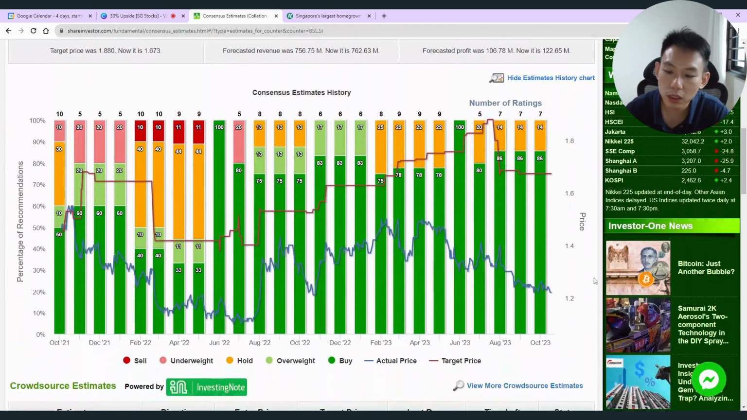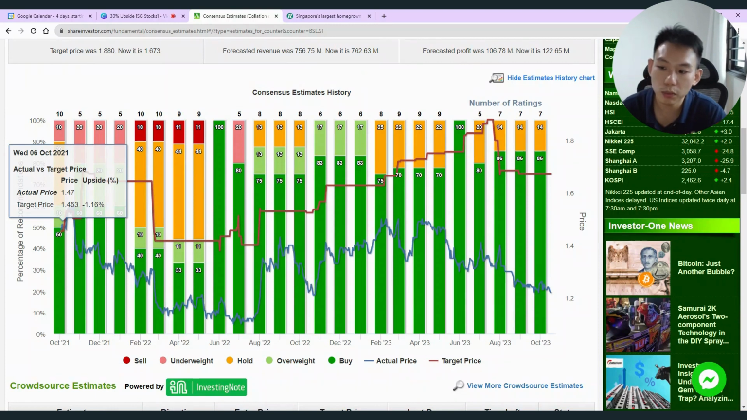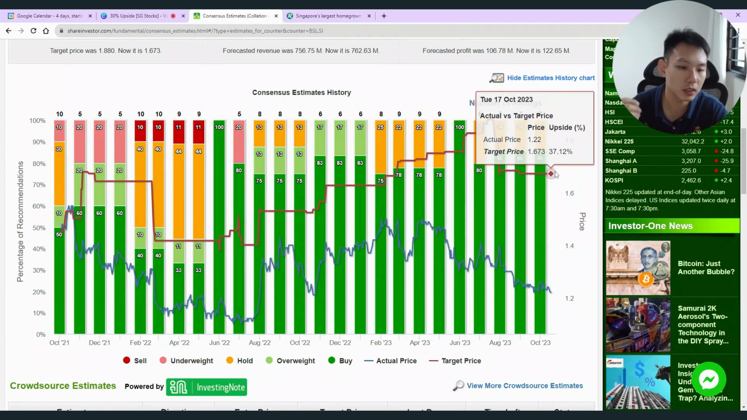Moving on to the 2 year analyst consensus trend, their history. You can see that 2 years ago, the share price was actually trading at $1.40, pretty much close to the analyst target price. But since then, the analyst price target has moved up gradually to $1.67, while the share price has gone down to $1.22. So there is around a 45 cents difference, which translates to a 37% potential upside.